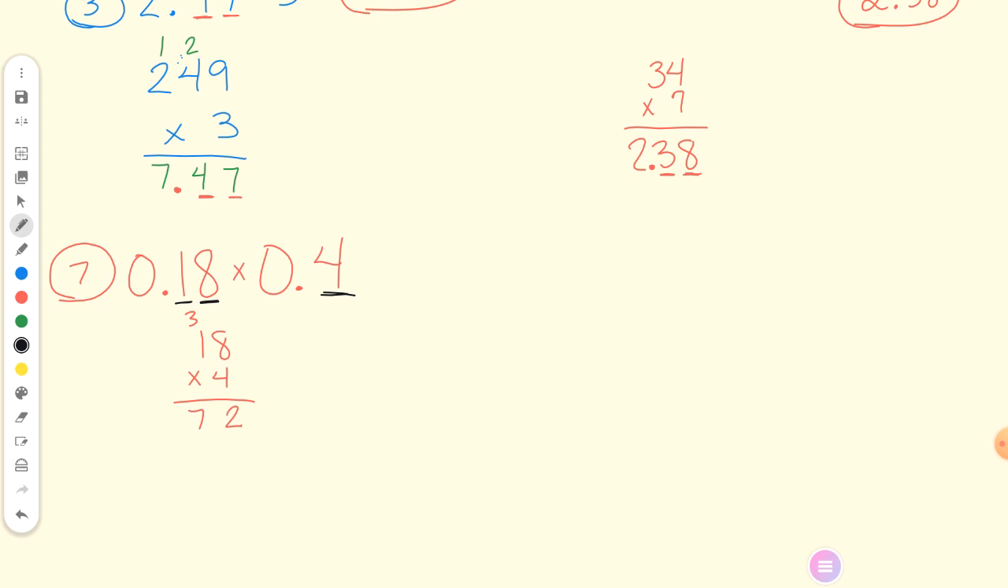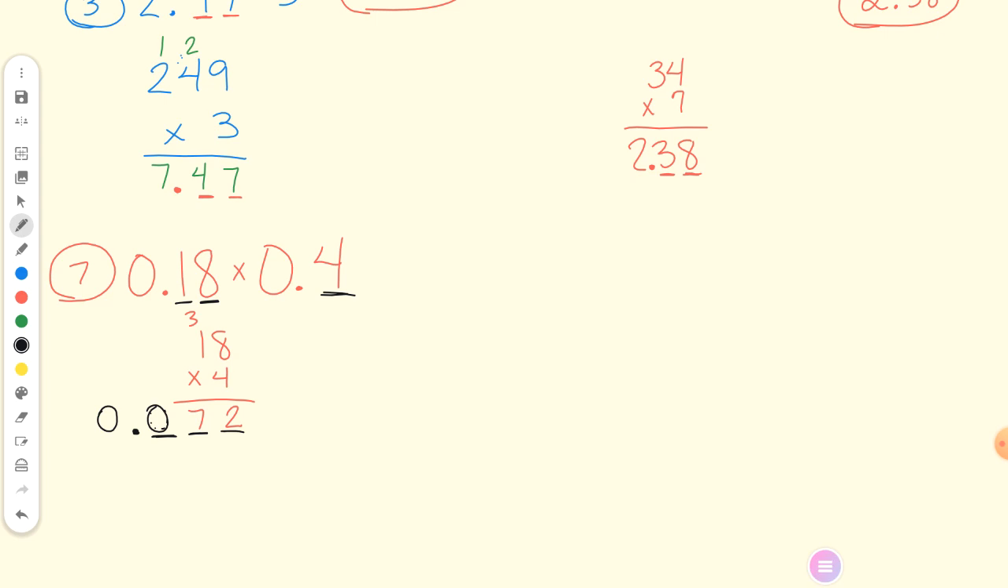So how many decimal places do I need in my answer, Maya? 3. Where do I start? At the back. And I go to the left. So there's 1, 2, 3 decimal places in my answer. Bryson, what do I do? Add a 0. Where? After the 7, in front of the 7, so right here. Where else do I need a 0? As a whole number, because there's nothing there.